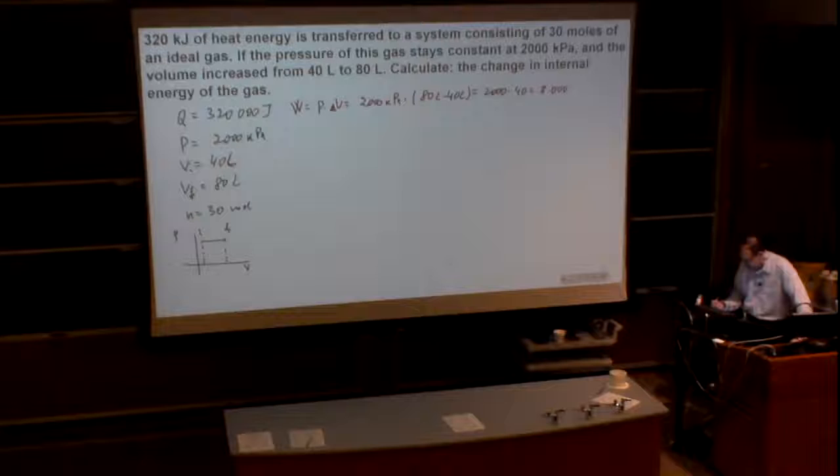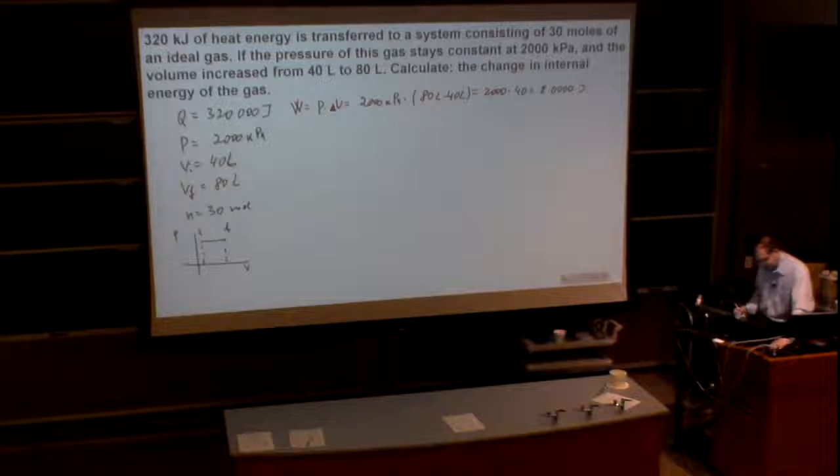Now, we need to calculate the change in the internal energy. And we have two options. One relates internal energy and temperature. Second relates internal energy and, in this particular case, work. So I over 2 times 80,000.